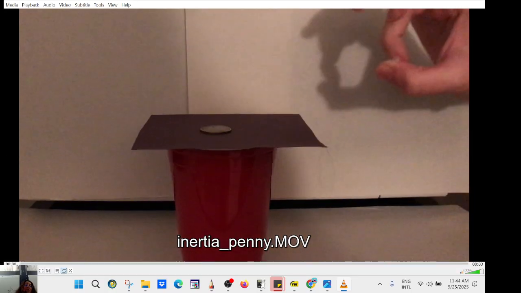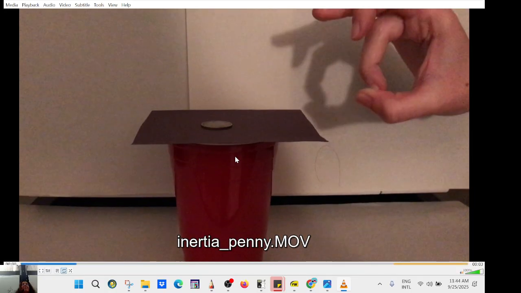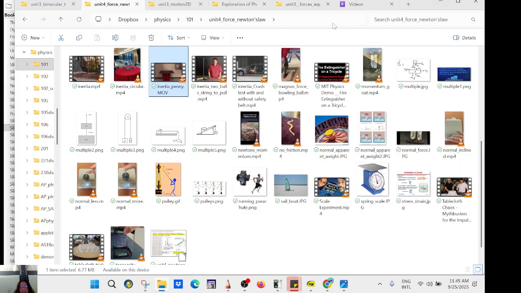Again, it has to be very quick to make sure that kinetic friction is involved, not static. And then this one is also very famous if you want to do it.